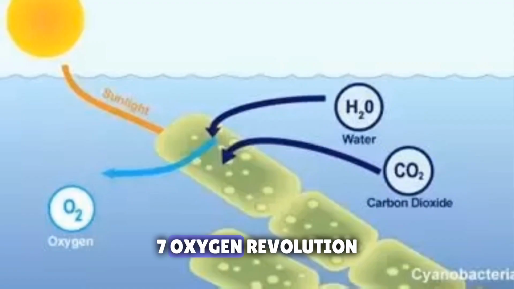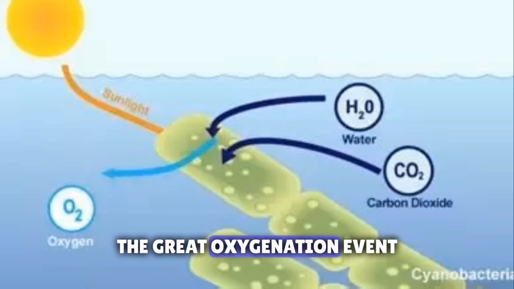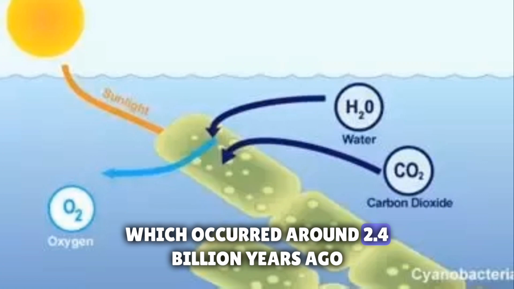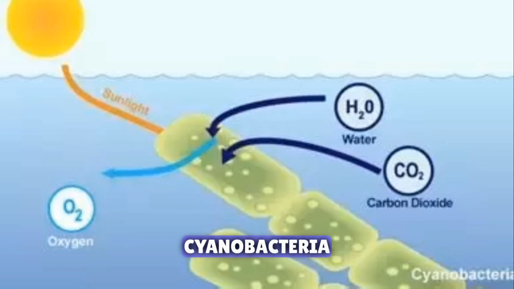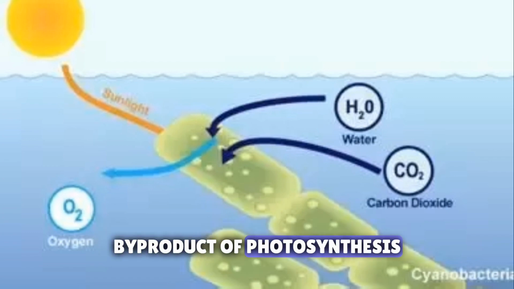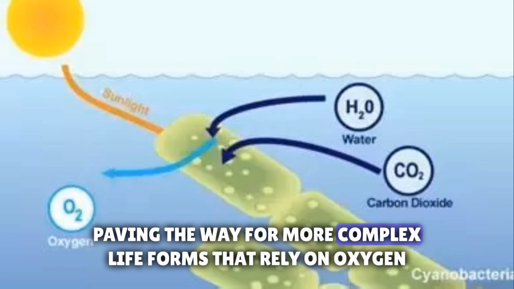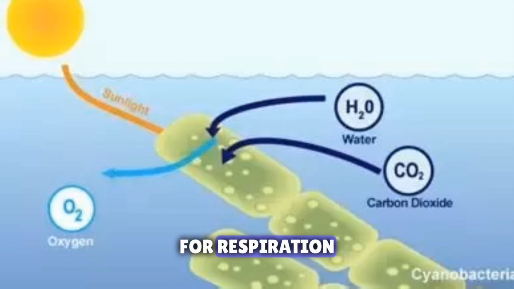7. Oxygen revolution. One of the most significant events in Earth's history was the Great Oxygenation Event, which occurred around 2.4 billion years ago. Cyanobacteria, a type of photosynthetic bacteria, began producing oxygen as a byproduct of photosynthesis. This led to the gradual buildup of oxygen in the atmosphere, paving the way for more complex life forms that rely on oxygen for respiration.